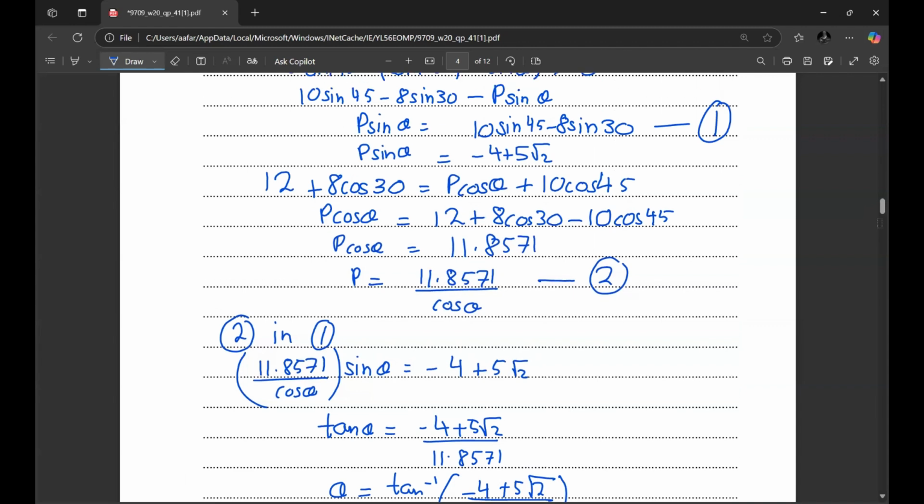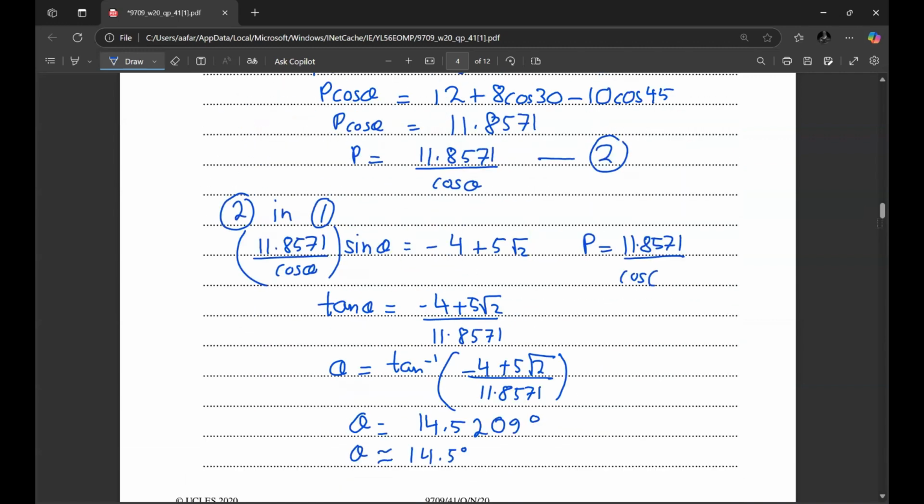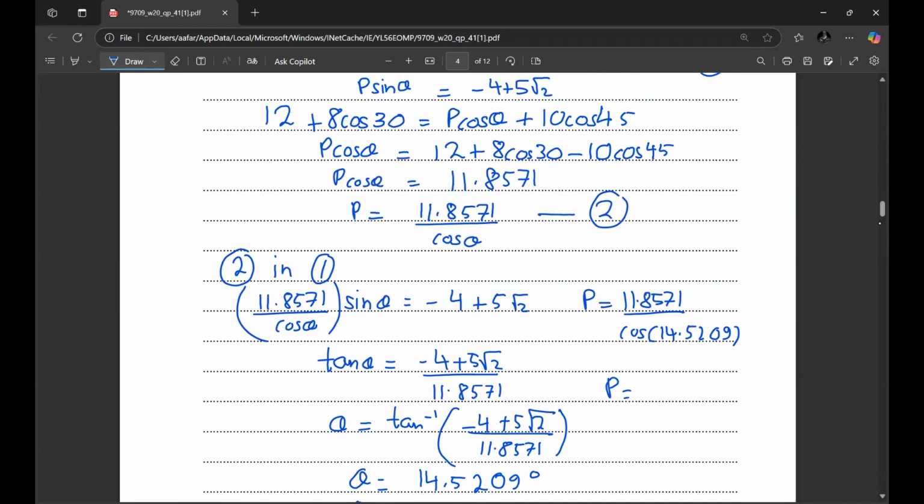So now let's calculate P: 11.8571 over cos. Let's take the more accurate value of theta, 14.5209. P we get is 12.2.